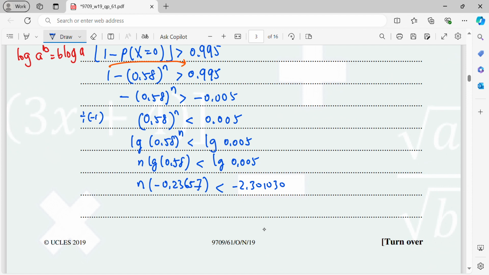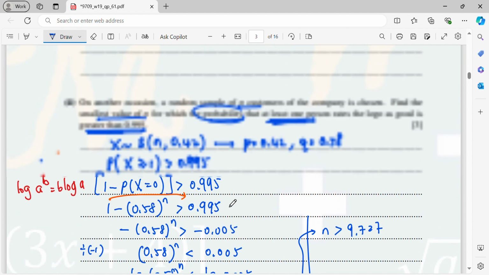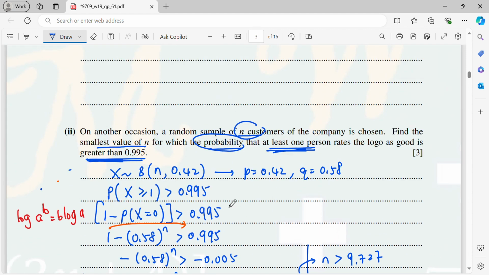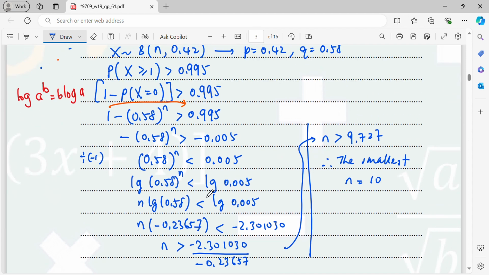Again, I divide by a negative value, so remember, we need to change the inequality sign. It will be 2.301030 over negative 0.23657. So that means now your n is greater than 9.727. Remember, your n is the number of customers. Therefore, you need to find the smallest n, so I will just write the smallest n. It will be 10. So done for this question.